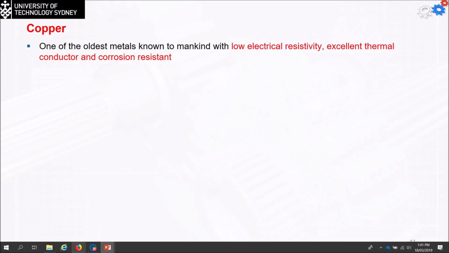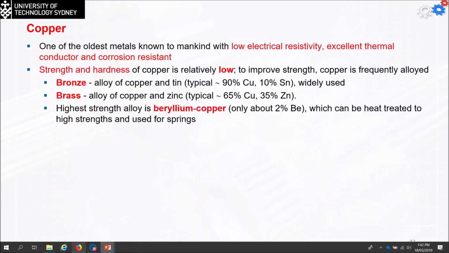The strength and hardness of copper is relatively low. To improve this strength, copper is frequently alloyed. To make bronze, we alloy the copper with tin, which is once again a low melting temperature metal. It's widely used. We can also use brass, an alloy of copper and zinc. A high strength alloy is beryllium copper, which can be heat treated to have a high strength and is used for spring manufacturing.